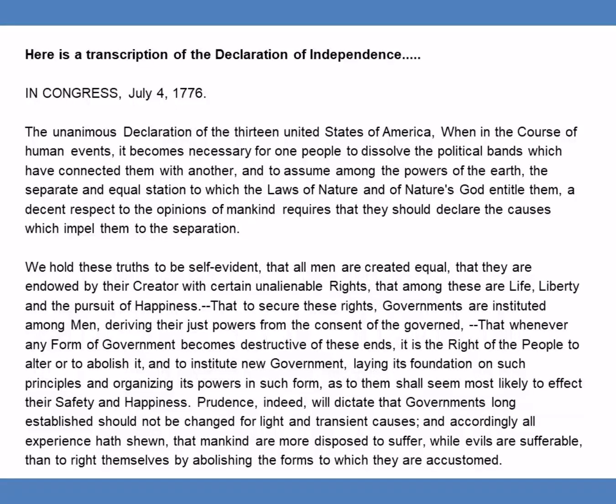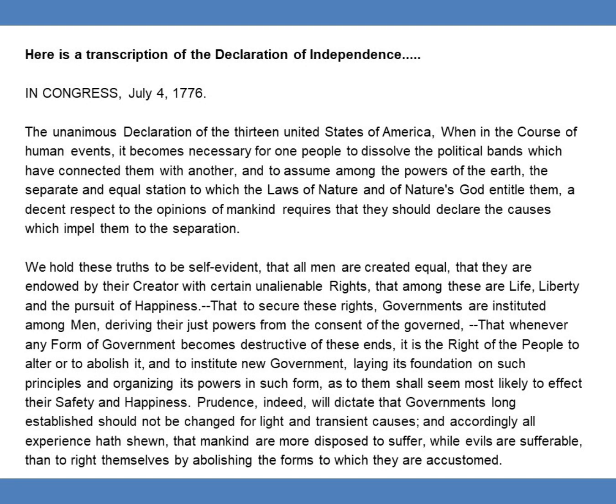We hold these truths to be self-evident, that all men are created equal, that they are endowed by their Creator with certain unalienable rights, that among these are life, liberty, and the pursuit of happiness, that to secure these rights, governments are instituted among men, deriving their just powers from the consent of the governed, that whenever any form of government becomes destructive of these ends, it is the right of the people to alter or to abolish it, and to institute new government, laying its foundation on such principles and organizing its powers in such form as to them shall seem most likely to effect their safety and happiness.